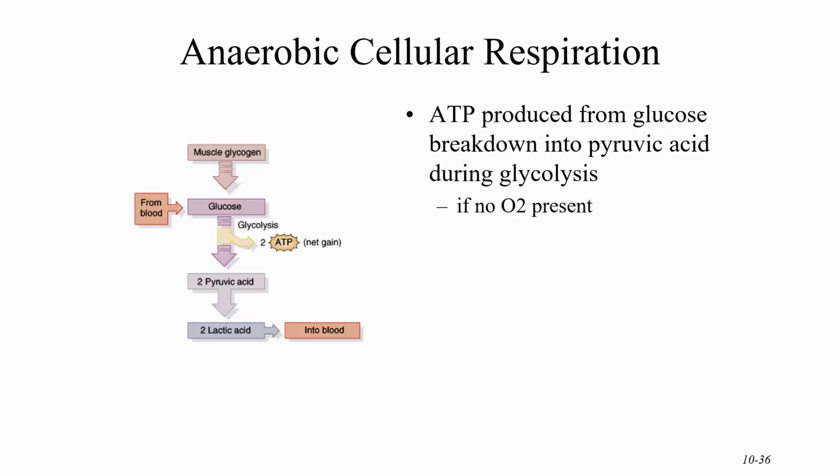So ATP is produced from glucose breaking down into pyruvic acid during glycolysis. And if there's no oxygen present, the pyruvic acid gets converted to lactic acid. And this diffuses into the blood. If you've ever worked out and the next morning you're really sore, well, that's because those muscles have gone into anaerobic respiration and created that lactic acid. And that lactic acid is what gives you that sore feeling.